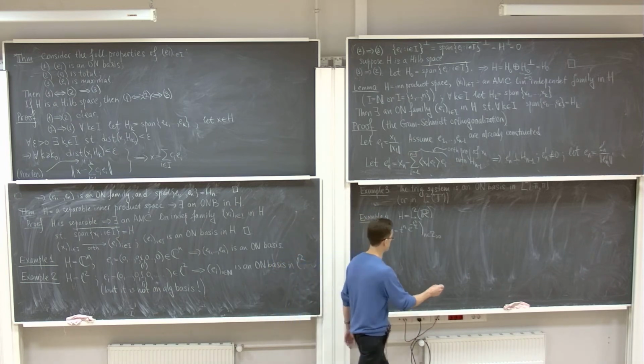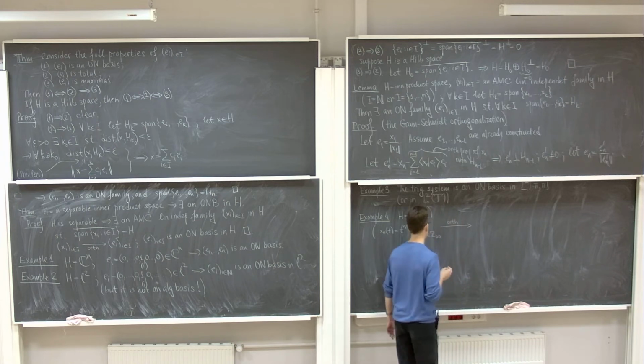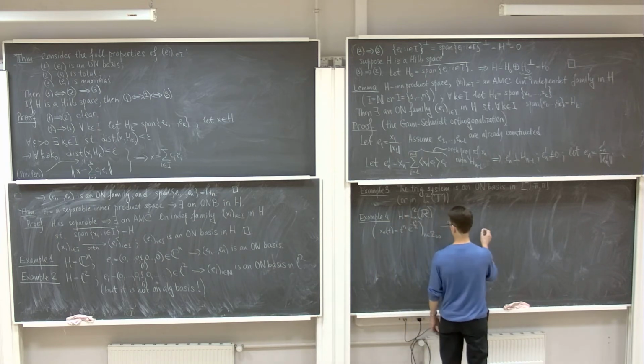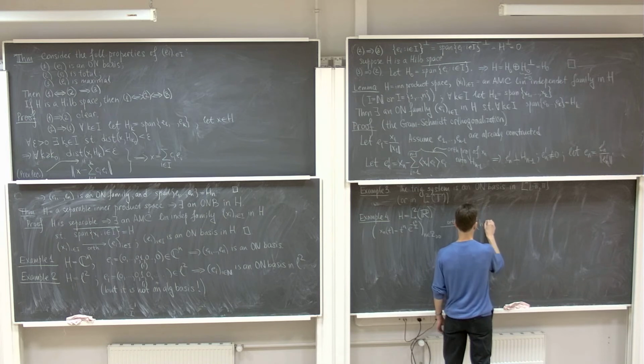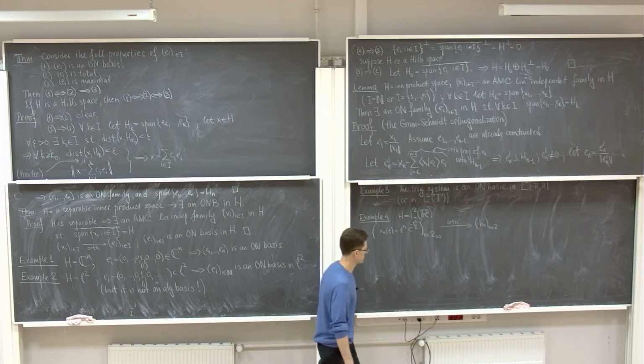So we can apply the orthogonalization process. And we get a new family denoted by Hn. This is an orthonormal family. And these functions Hn are called the Hermite functions.